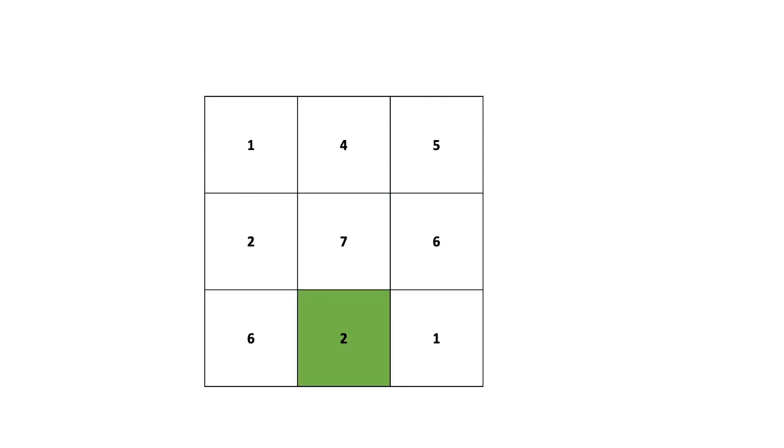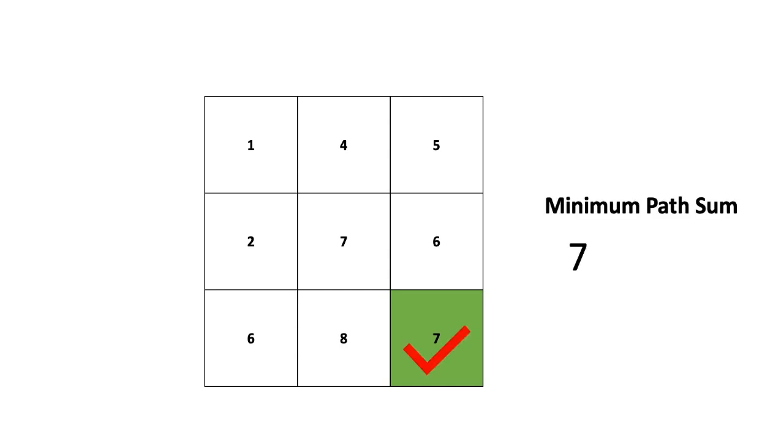Similarly, for the next element, we will compare with either 6 or 7. Out of 6 and 7, 6 is the smallest. So we will change the value of 2 to 8. Similarly, for the next element, out of the 2 adjacent elements 8 and 6, 6 is the smallest. So we will change the value of 1 to 7. We have reached the bottom right number. We will return the bottom right element, which is 7. I hope the approach is clear. Now let's get into the implementation.